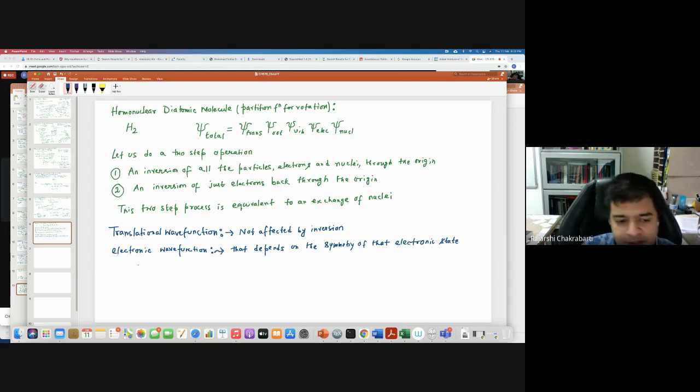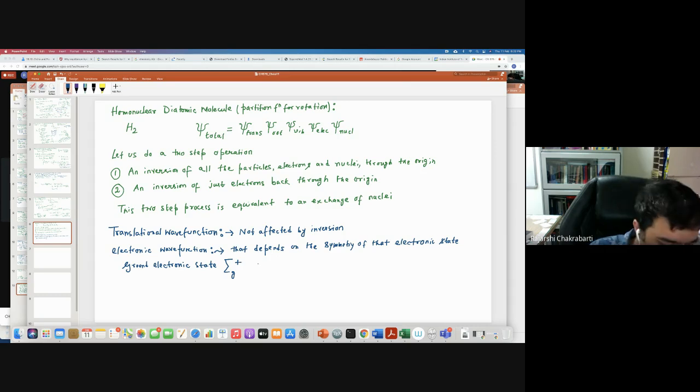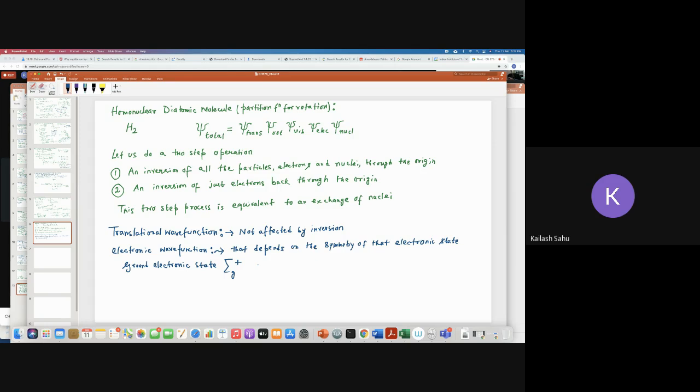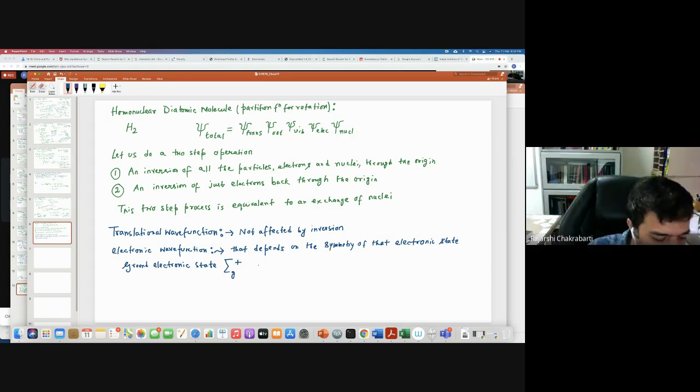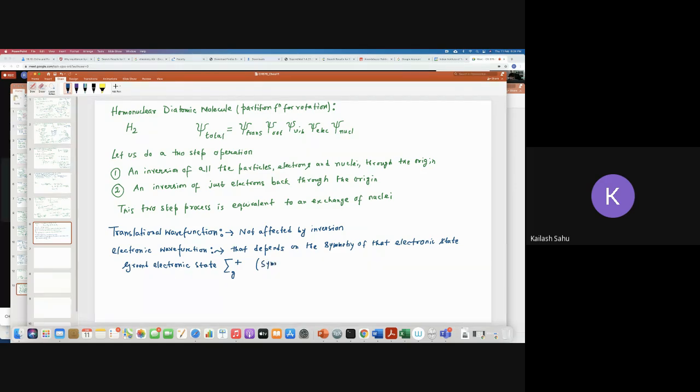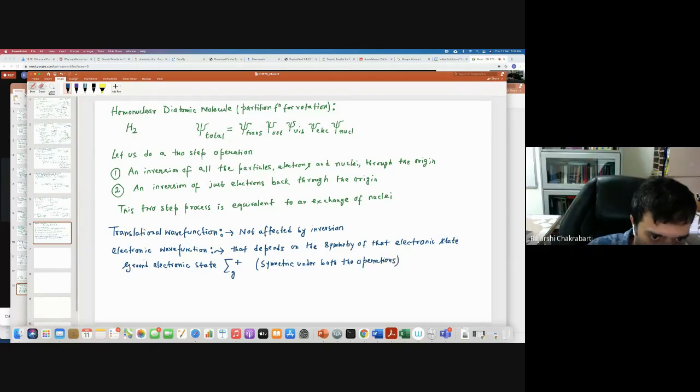Now, I assume that the H2 molecule is in the ground electronic state. This is given by the term symbol sigma g plus, if you know term symbols. So basically, if it is sigma g plus, it is symmetric. Translational does not get affected. Electronic, I assume things are in the ground electronic state, so I know the electronic wave function is symmetric. Okay, ground electronic state.